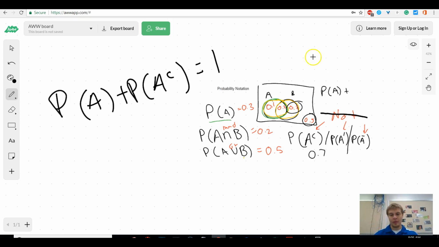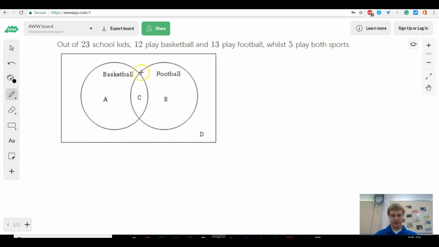I'm going to try a couple problems that are on today's math-based assignment, and we'll see if we can get them started. Okay, so they give us this Venn diagram, and we have a whole bunch of missing parts. So let's see if we can fill in all these things.